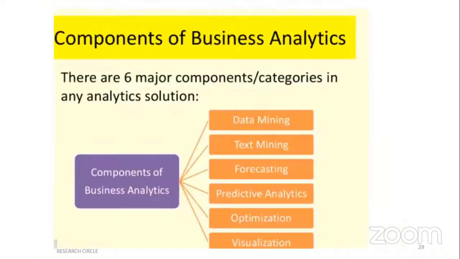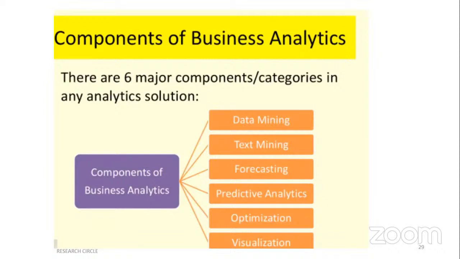So you are coming across a few of the concepts, and there are six major categories. One is data mining. That means all the data can be clubbed together to become a data warehouse, and from that data warehouse you go into the details of each and every piece of data. That is what is called data mining. As you go deeper and deeper, you get to know more. Then you have text mining, forecasting, predictive analytics, optimization, and visualization.